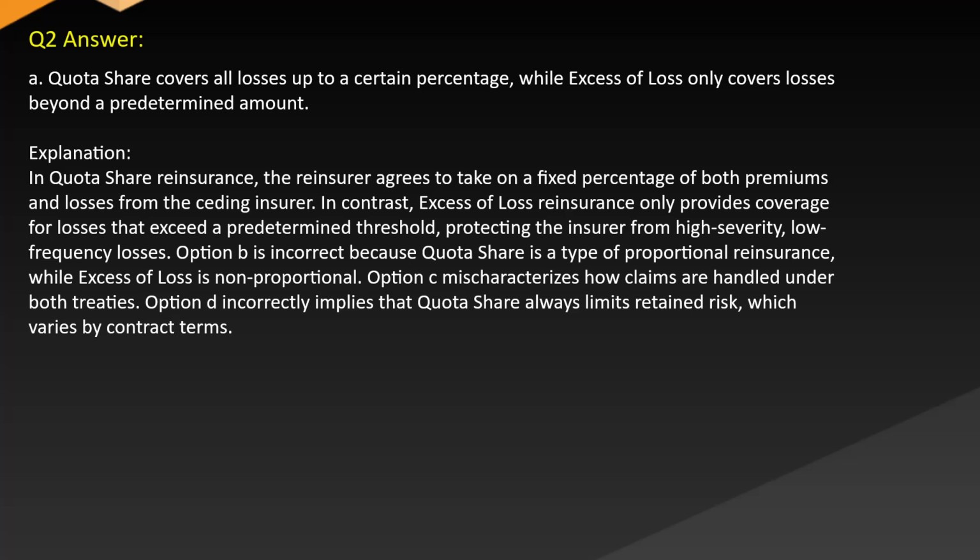In contrast, excess of loss reinsurance only provides coverage for losses that exceed a predetermined threshold, protecting the insurer from high-severity, low-frequency losses. Option B is incorrect because quota share is a type of proportional reinsurance, while excess of loss is non-proportional. Option C mischaracterizes how claims are handled under both treaties. Option D incorrectly implies that quota share always limits retained risk, which varies by contract terms.